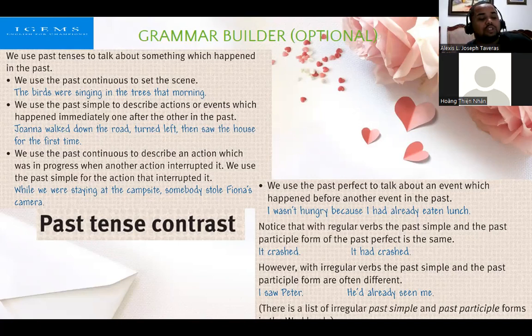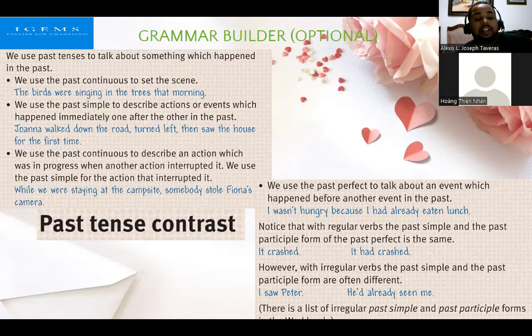So look at this. Let's talk about past perfect. We use past perfect to talk about an event which happened before another event in the past. Example, I wasn't hungry because they had already eaten lunch.